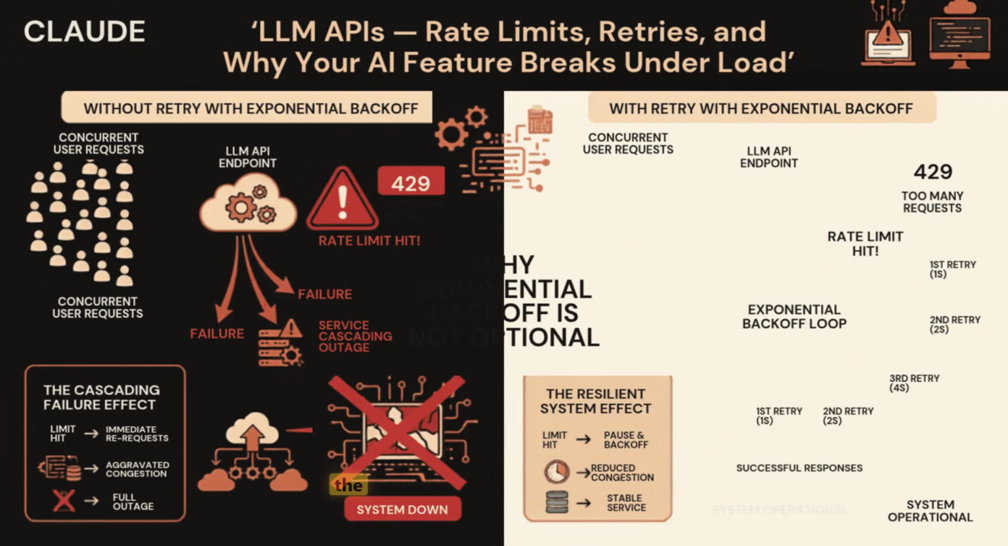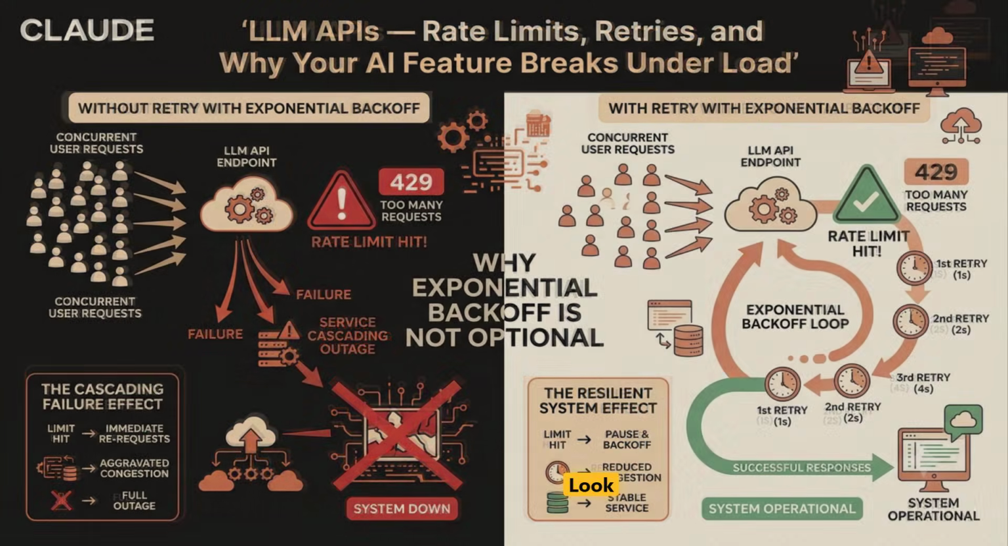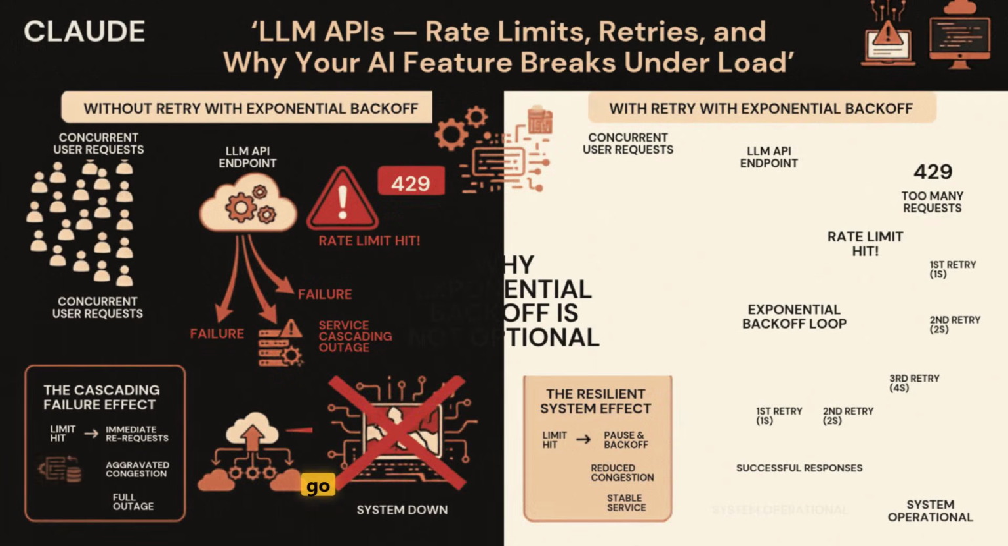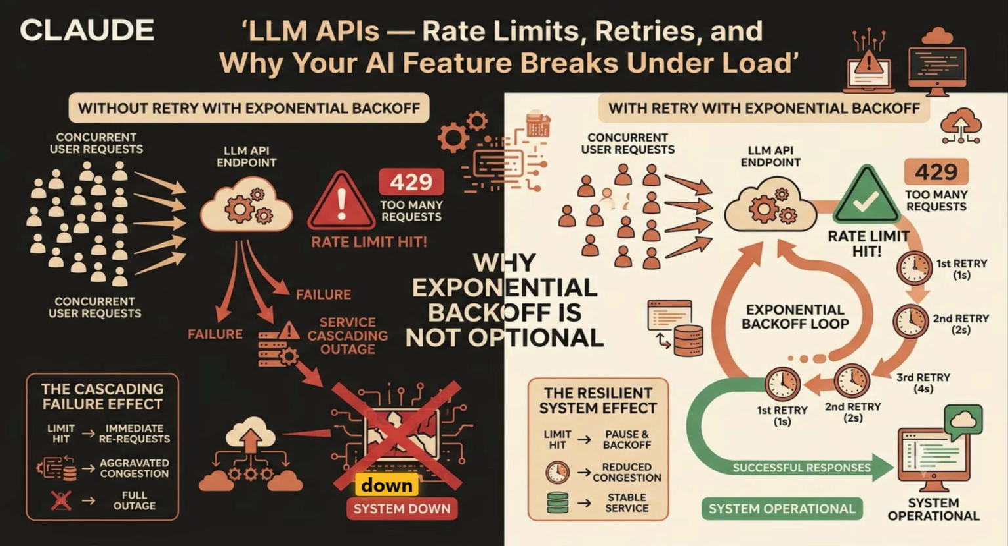Look at the shrinking sizes of those concurrent request circles as the loop progresses. Counterintuitively, the only way to go faster under load is to deliberately slow your clients down. This implements the resilient system effect at the bottom right. Pausing reduces congestion, creating a stable service.